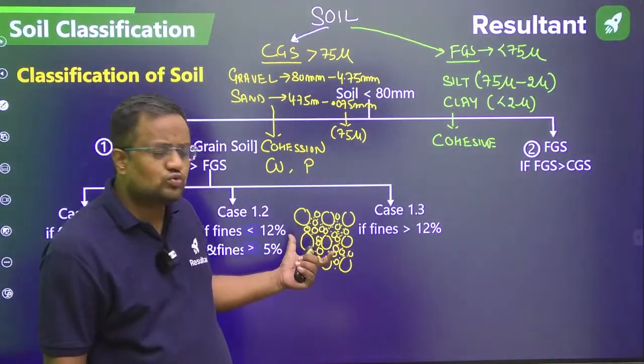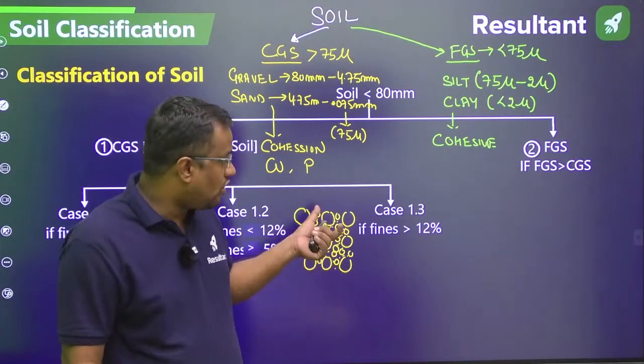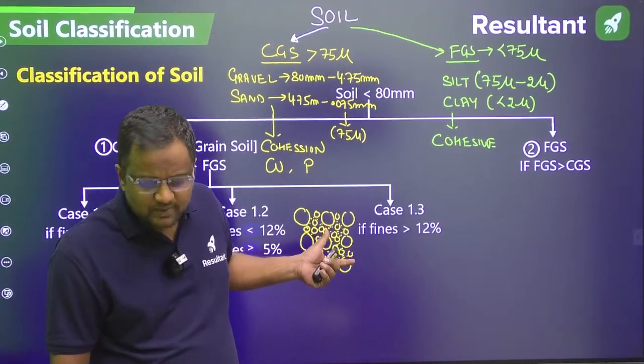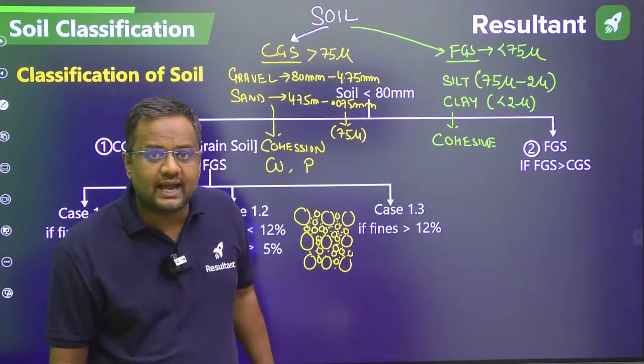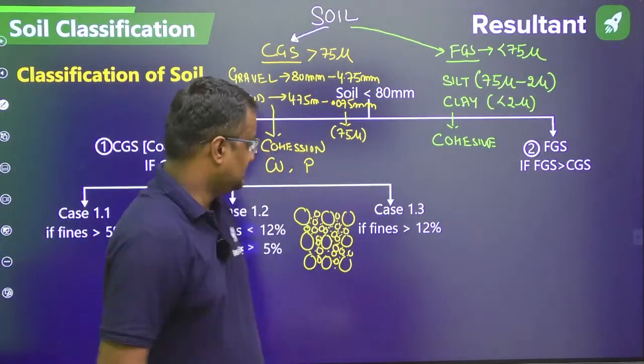So of course, the density will be high. Why? Because the voids are filled with the small particles, so the voids will be occupied. High density is well graded. High density means more strength.